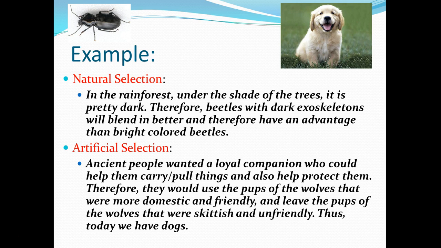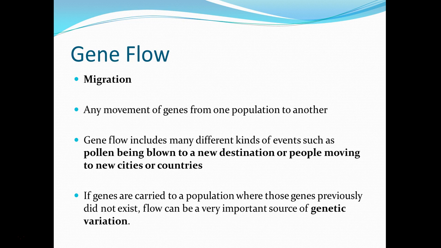There's thousands of examples of natural selection that you can think of. Here's one that involves beetles. If you have a population of beetles that's living in a rainforest where it's very shaded all the time, you would expect beetles that have a darker coloration are going to blend in better and be more camouflaged from predators, and therefore they would have an advantage, and they would not be eaten as much, and so you would expect them to maybe increase in their population.